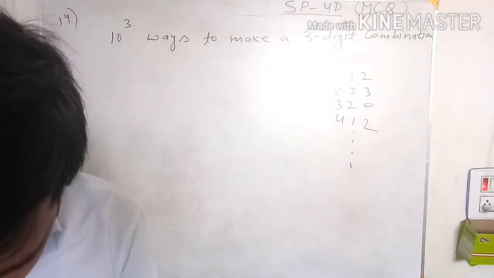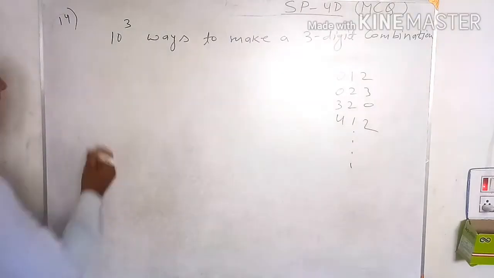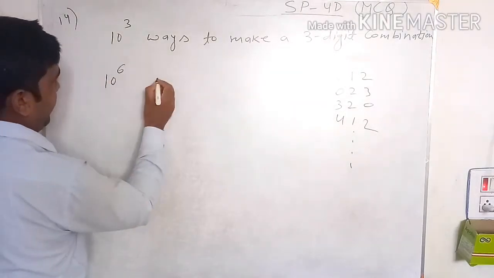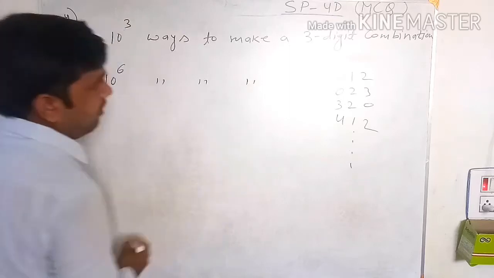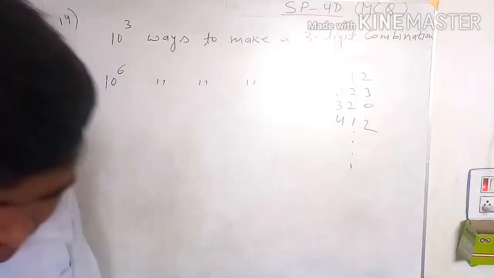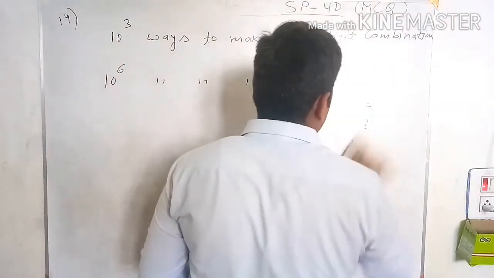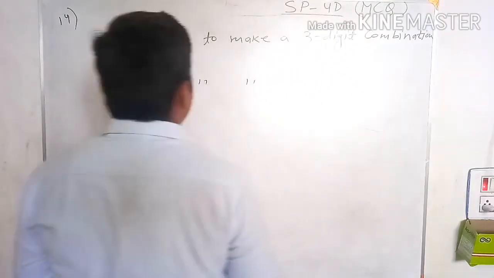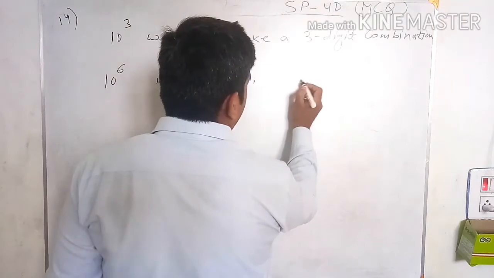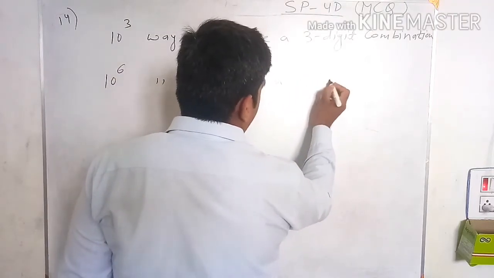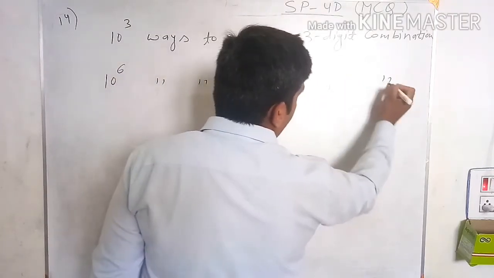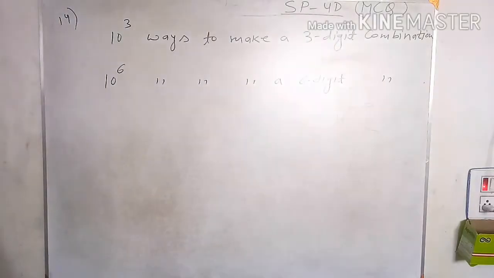And there are 10 to the power 6 ways to make a 6-digit combination. So if you want to make a 6-digit combination, how many ways? 10 to the power 6 ways.